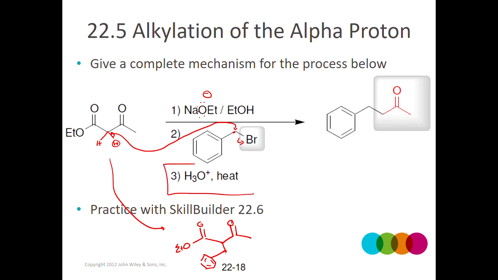Then the H3O plus and heat again accomplish two things. It cleaves the ester and converts it into a carboxylic acid. Then it decarboxylates. And even though we don't have an ester or a carboxylic acid over here, we don't need that because this oxygen can facilitate the decarboxylation. So let's just take another quick look at that decarboxylation. So I'm going to redraw this one.